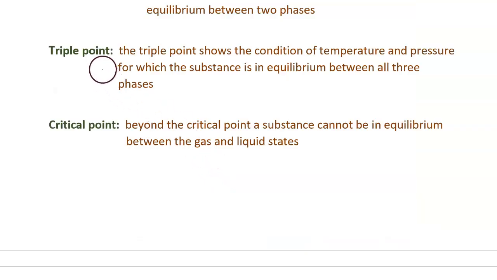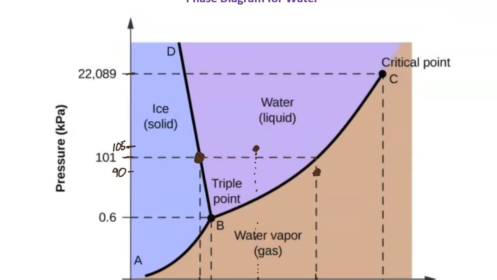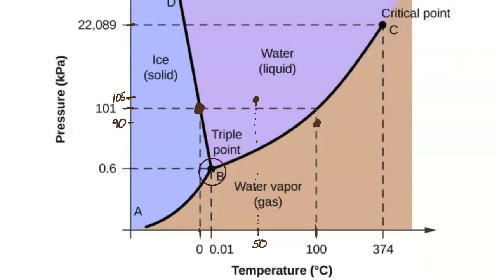Another vocabulary word having to do with the phase diagram is triple point. The triple point shows the condition of temperature and pressure for which the substance is in equilibrium between all three phases. Let's take a look at the diagram for water again. Can you find the triple point? It's this dot right here, which has the letter B next to it. At the temperature of 0.01 Celsius and a pressure of 0.6 kilopascals, water is in equilibrium between all three of its states.